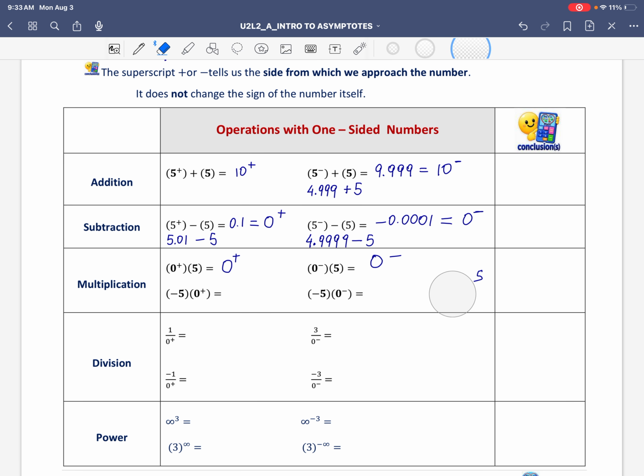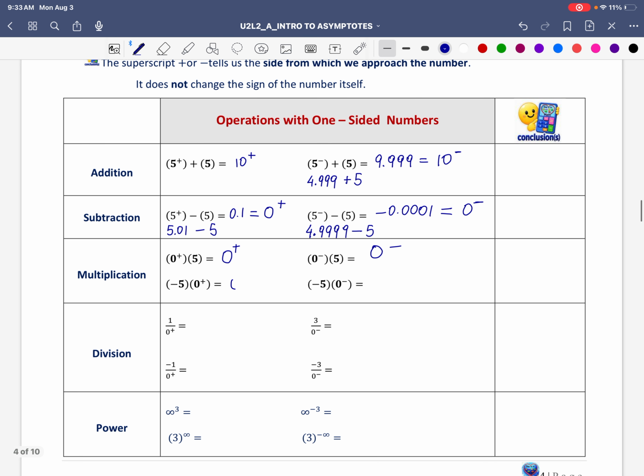Let's move on. Now, next we have negative 5 times 0 plus. In a similar way, multiplication by 0 will give 0, but because the sign is negative, for negative 5, we'll get a 0 minus. And negative 5 times 0 minus, I'm going to write the example in here, negative 5 times negative 0.0001, that will give a positive 0. So we're going to say in this case that will give a 0 plus.